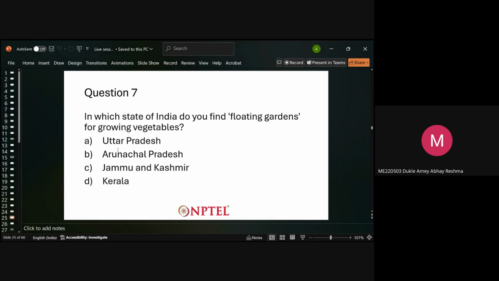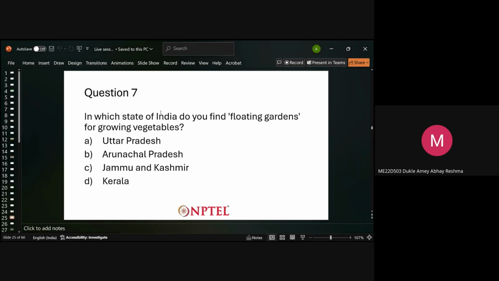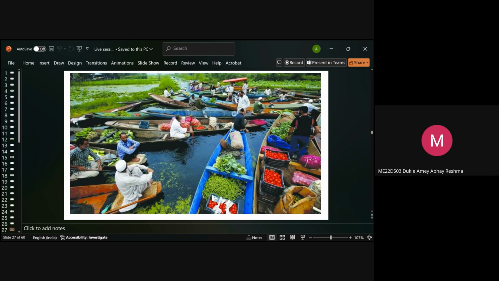So we'll go to the next question. In which state of India do you find floating gardens for growing vegetables? Uttar Pradesh, Arunachal Pradesh, Jammu Kashmir, and Kerala. Yes, many of you have given the right answer. The answer is Jammu and Kashmir, C. This is something which you might have seen in your GK. So, floating gardens in Kashmir.